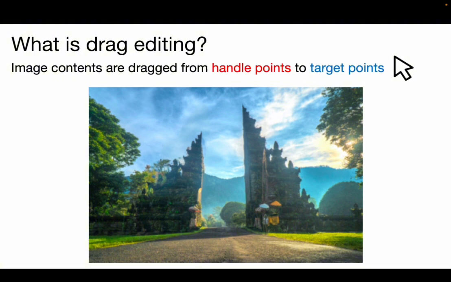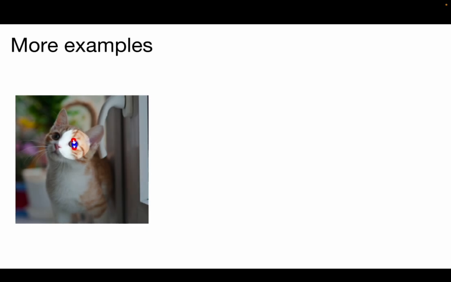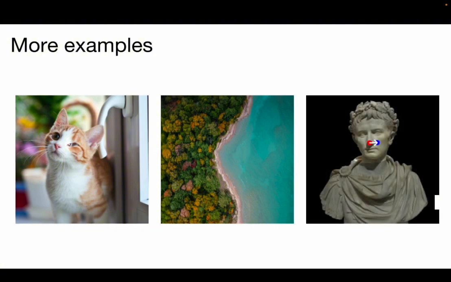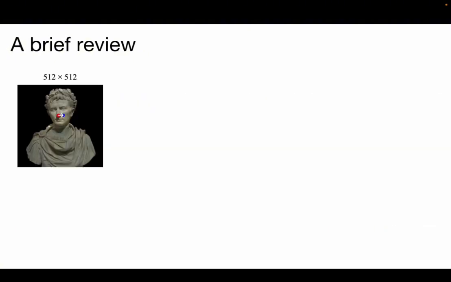Here are some more examples to showcase the versatility of drag editing. We can make this adorable kitten wink by simply dragging its eyelid closed, creating a charming expression. For landscape editing, we can reshape coastlines by dragging the beach boundaries to create different coastal formations. With sculptures, we can rotate this classical bust's head by dragging it to a new orientation, giving it a completely different perspective. These examples demonstrate how drag editing works across diverse image types, from cute animals to natural landscapes to artistic sculptures.